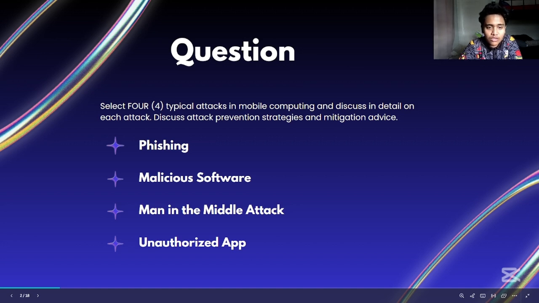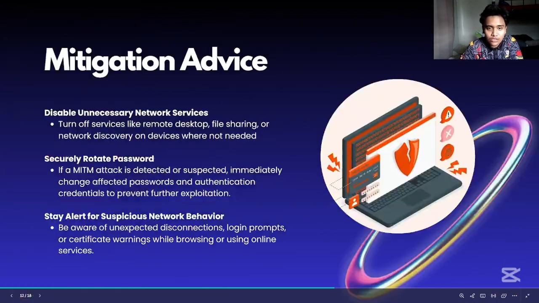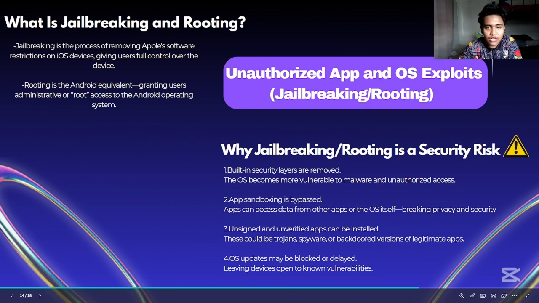So let's discuss attack prevention strategies and mitigation advice for unauthorized app. So for the unauthorized app and OS exploits, jailbreaking and rooting. Let's be introduced what is jailbreaking and rooting. Jailbreaking is the process of removing Apple software restriction on iOS device, giving users full control over the device. And then rooting is an Android equivalent, granting users administrative or root access to the Android operating system.